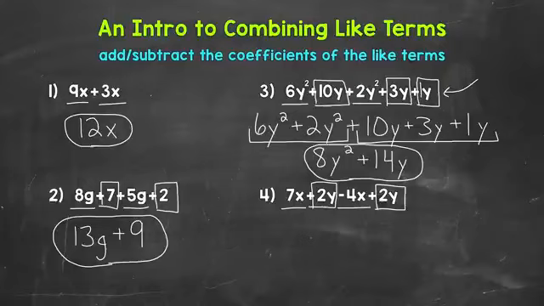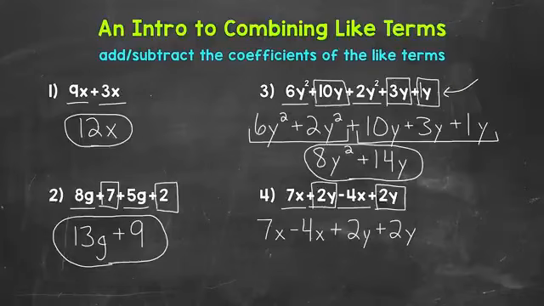Now we can rewrite this expression with the like terms next to each other. We will start with 7x minus 4x. So we have a negative 4x there. Make sure to bring the sign that's in front of the term with it when we rewrite the expression. Plus 2y, so now we have the y terms, plus another 2y.